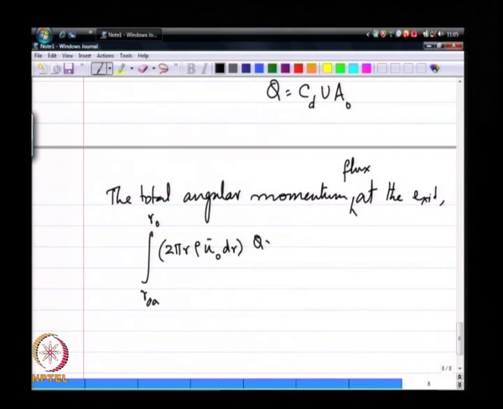This times q r I sin beta divided by A p is the swirl velocity at the inlet, is the angular momentum at the inlet, that divided by r.